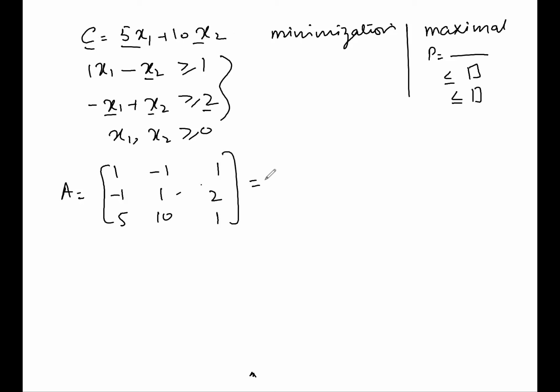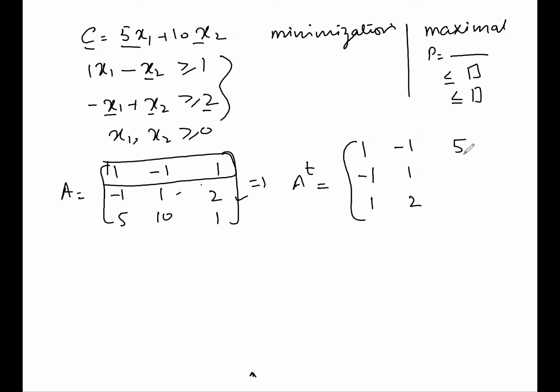Now we take its transpose. If we take its transpose, we interchange rows with columns. So this first row will become first column, second row will become second column, third row will become third column.